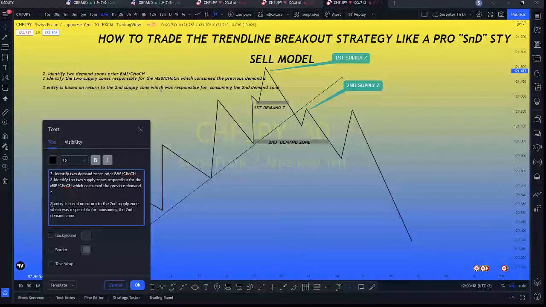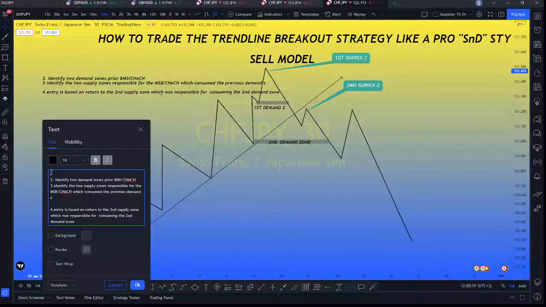I will show chart examples. These are setups that are there in almost every time frame, and you can even use them as lower time frame confirmations. So number one, we forgot to put number one. Number one is obvious: identify a trending market.